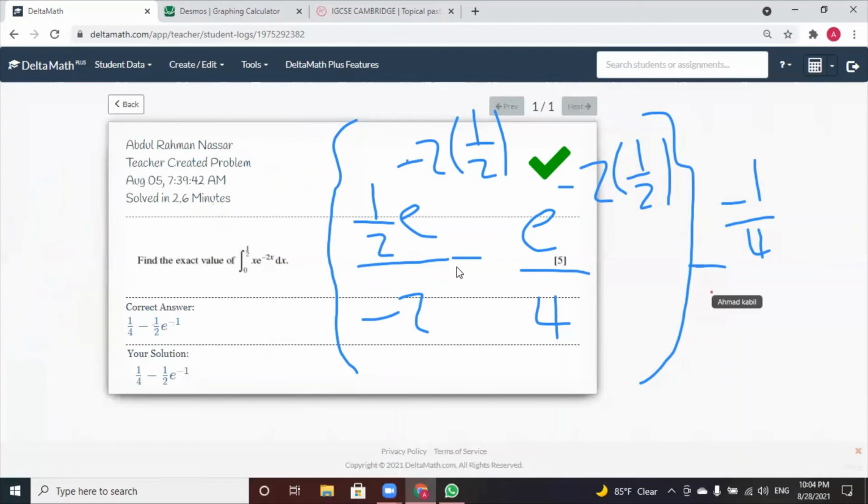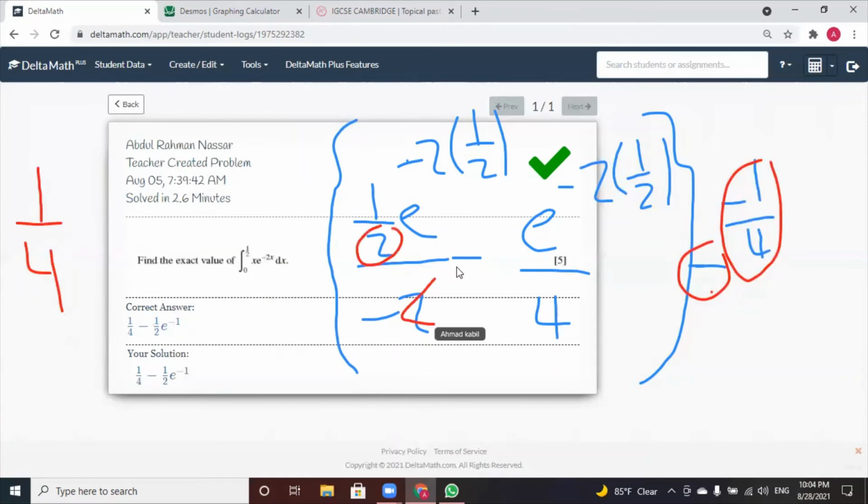We have here minus negative 1 over 4. So this gives us positive 1 over 4. And we have here a 2 that can multiply the denominator here. So this becomes a 4. And e power negative 2 times half. Negative 2 times half is negative 1. So this can become negative 1.